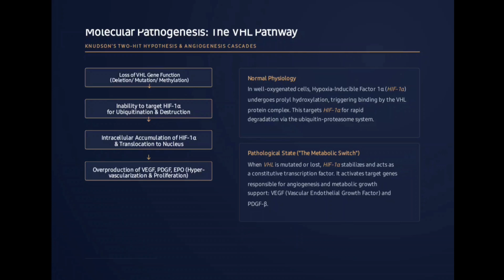The pathological state, the metabolic switch. When VHL is mutated or lost, HIF1 alpha becomes stable and acts as a constitutive transcription factor. It activates the target genes responsible for angiogenesis and metabolic growth support. Therefore, vascular endothelial growth factor and PDGF beta are produced.